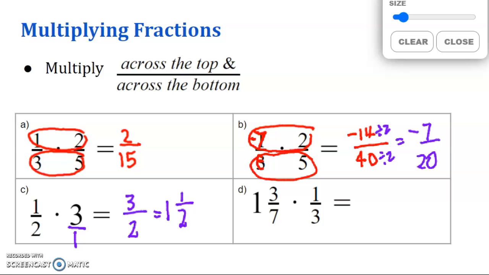Again, I need to turn that into an improper fraction first using the MAD method. So I am going to multiply 7 times 1. That's 7 plus 3 is 10. So the first fraction becomes 10 over 7 multiplied by 1 over 3. But now I multiply top with top and bottom with bottom. 10 times 1 is 10. 7 times 3 is 21. Now I look to see if I can simplify it anymore. There are no numbers that are divisible into both 10 and 21.